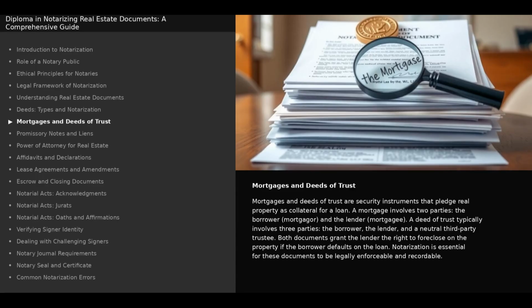Mortgages and deeds of trust. Mortgages and deeds of trust are security instruments that pledge real property as collateral for a loan. A mortgage involves two parties: the borrower, mortgagor, and the lender, mortgagee. A deed of trust typically involves three parties: the borrower, the lender, and a neutral third-party trustee. Both documents grant the lender the right to foreclose on the property if the borrower defaults on the loan. Notarization is essential for these documents to be legally enforceable and recordable.